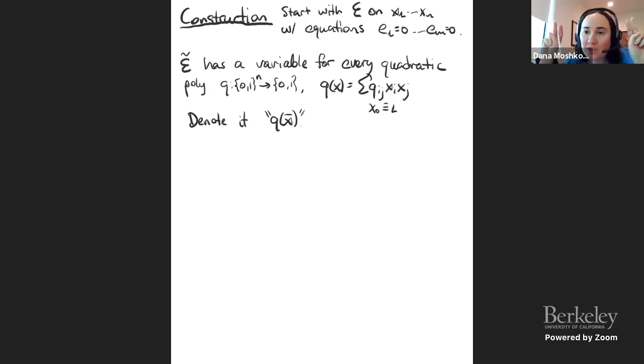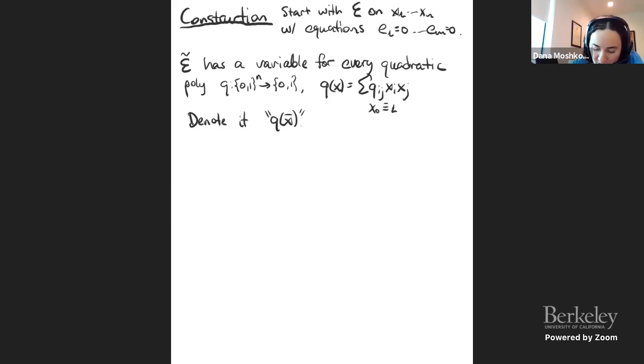But I remember I put it in quotes to remember that this is what I expected to be there, and the quotes mean that maybe this is not what's going to be there. So this is a notation that I find useful. Okay, so these are the variables in E tilde.